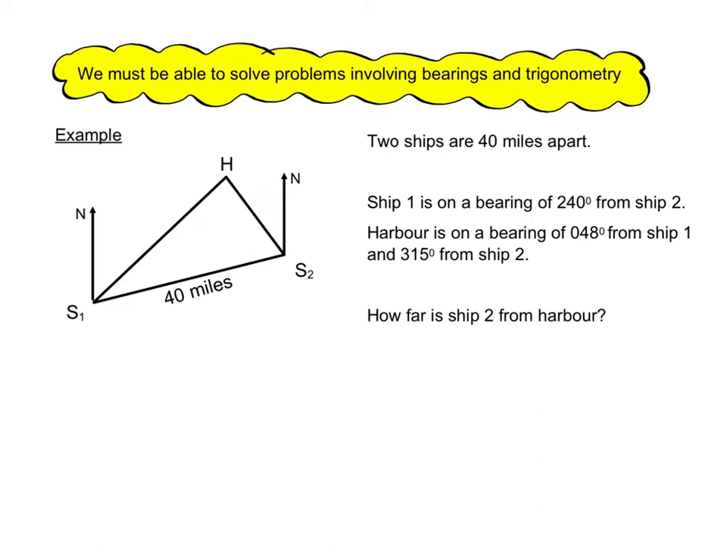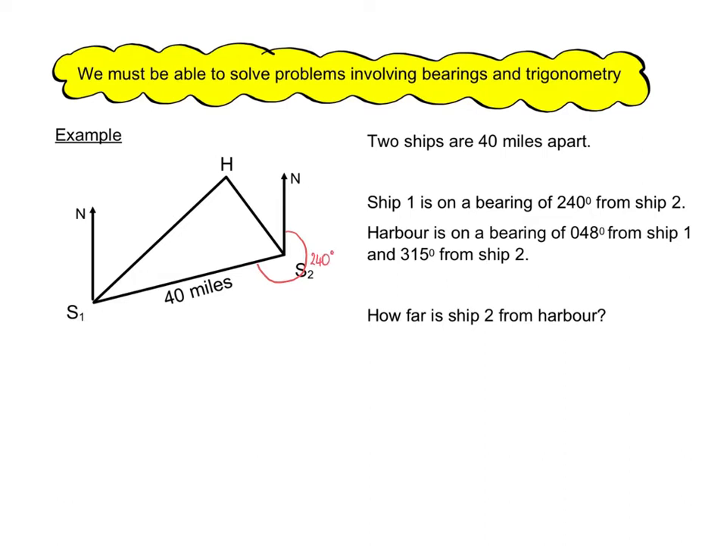So let's have a look at the first example here. Two ships are 40 miles apart, so there's ship 1 and ship 2, and the 40 miles is already on the diagram. So this piece of information up here we don't need to do anything with at the moment. Ship 1 is on a bearing of 240 degrees from ship 2. Now the word "from" here is so important. From ship 2 means the bearing is measured from this north line, and ship 1 being on a bearing from ship 2 means that this angle going around here is 240 degrees. So I'm going to mark that off and write that in. So we'll say around here in the red is 240 degrees.